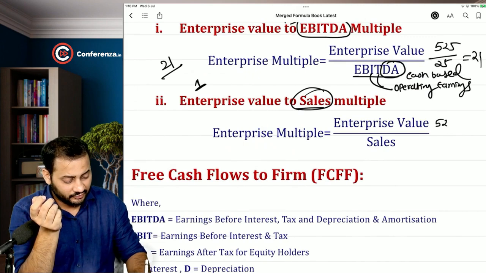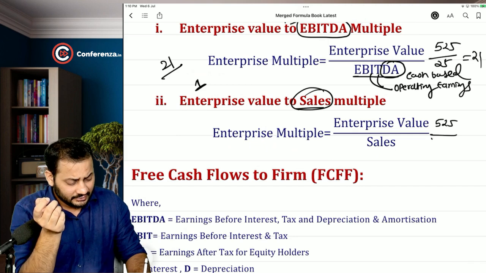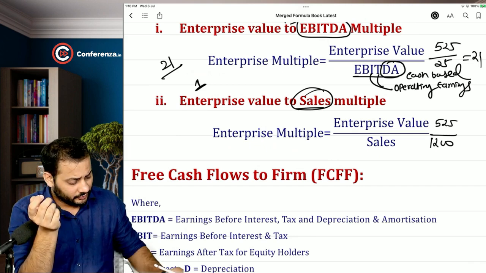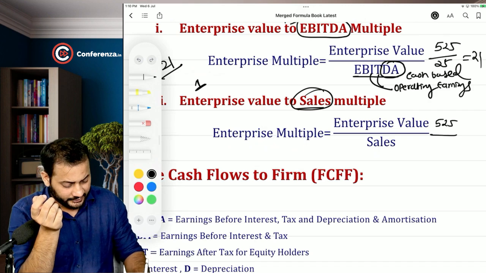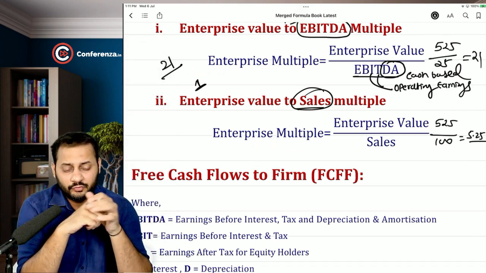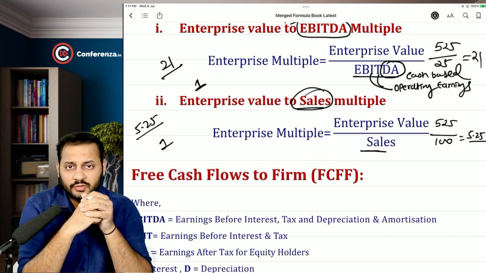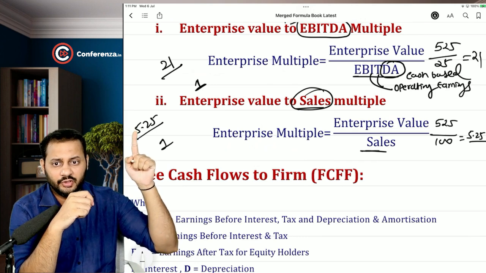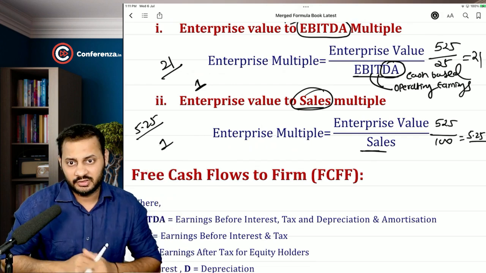So let's say, for example, 525 crore is the enterprise value and the sales is 1200 crore. Not 1200 crore, let's take another figure. Sales is, let's say, 100 crores. So at that time 5.25 rupees is the cost to you for 1 rupee of the sales. So once you pay 5.25 in the company, you will get 1 rupee of the sales every year. That is the meaning of this multiple.